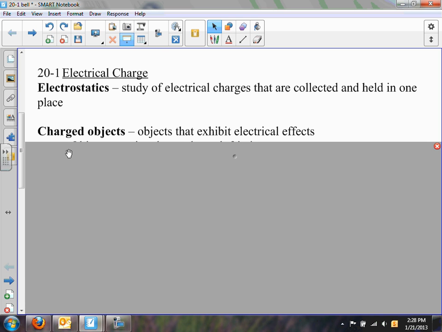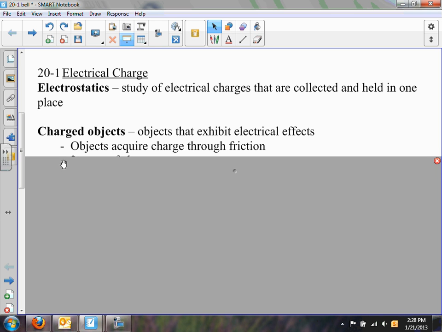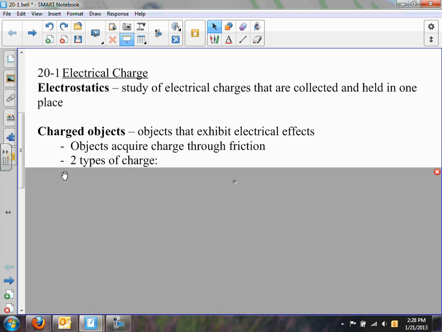Now, a charged object is simply an object that exhibits electrical effects. Objects can acquire charge through friction. Like I mentioned, just rubbing your foot off the floor, so some particles rub off each other. One would become positively charged, the other negatively. And there are two other ways of charging objects. We'll talk about those tomorrow, induction and by conduction.